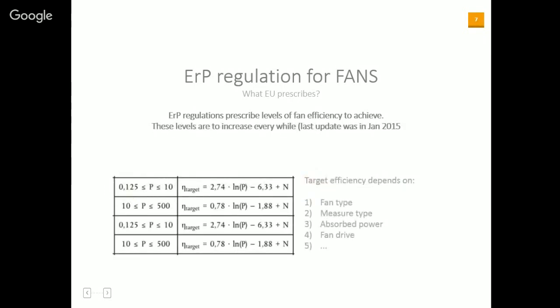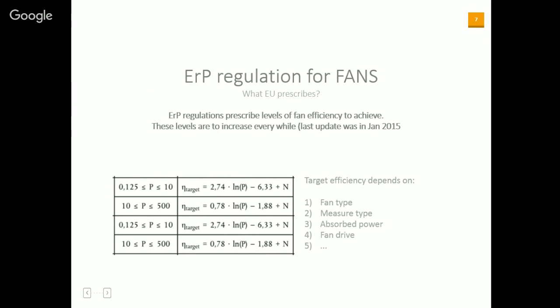Moving forward, we can have a very quick overview of how this regulation works. It basically defines a target efficiency every fan has to reach. This target efficiency depends on many parameters, such as fan type, like forward curve fan, backward curve fan, or axial fan, or the measurement type defined in order to calculate the target efficiency, like measuring static pressure, type A, or total pressure, type D.